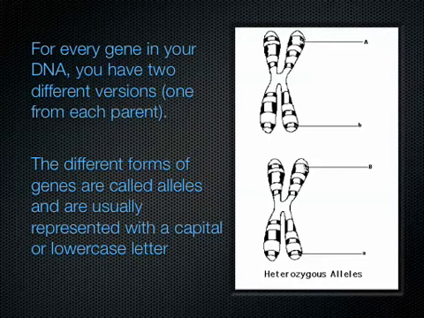So for every gene in your DNA, you actually have two different versions of it. And that's because you inherited half of your genetic information from your mother and the other half from your father. So they each gave you a different version of the same gene. For example, possibly the gene for eye color, your dad passed on an allele for brown eyes, while your mother passed on an allele for blue eyes. So now in your genes you have two alleles, brown eyes and blue eyes, both for the same gene, the gene for eye color.